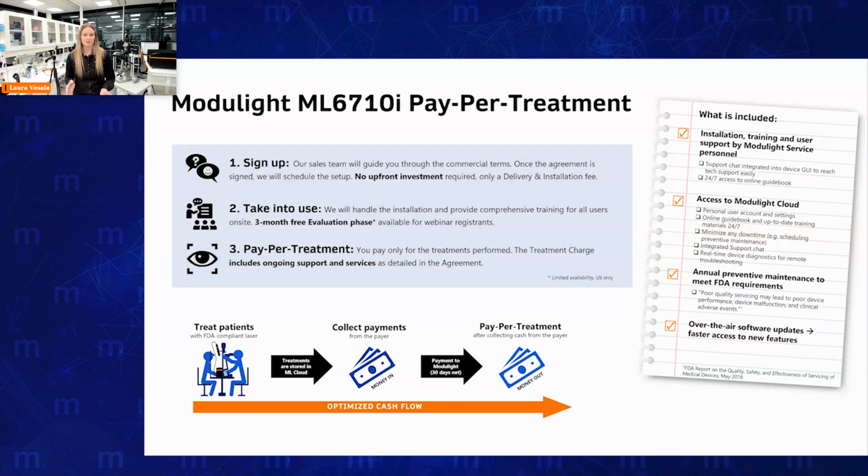Just to reiterate, one of the biggest benefits is that there's no upfront investment required, so there's no need to buy the equipment. Right now, as you might have noticed, we're offering webinar participants a 3-month free evaluation period for the laser, and this is only available in the US. For this, we'll send the sign-up form to all interested participants after the webinar. This is a no obligation program. We would just simply come on site to install and train on the laser, and you can use it for free for 3 months.